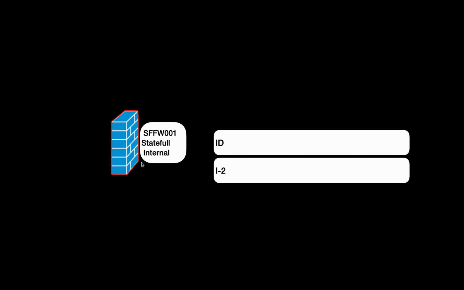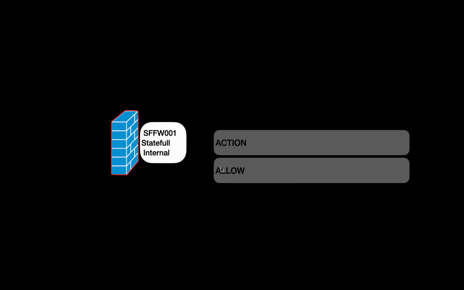So here we have the stateful internal firewall, so perhaps P1 is the perimeter firewall, and internal is IO2. So we have a rule 2 in this stateful firewall.